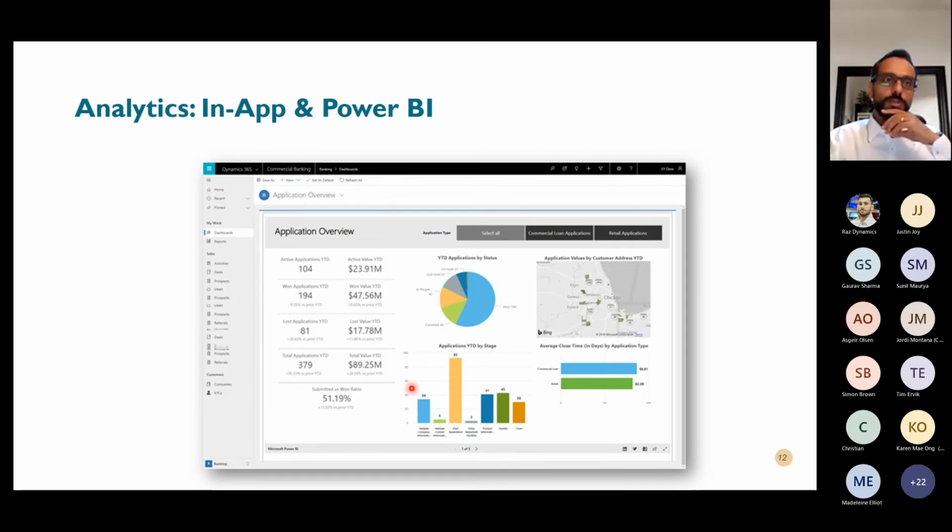So obviously, we were talking about analytics. You have the in-app analytics in the form of charts and dashboards that our partners have leveraged and our customers can leverage. And obviously, then you have the seamless integration with Power BI to have enterprise analytics built on top of your corporate banking solution.